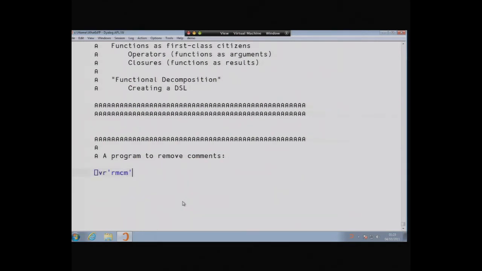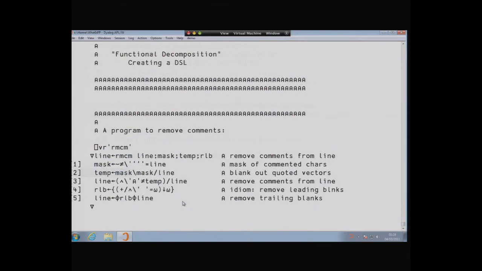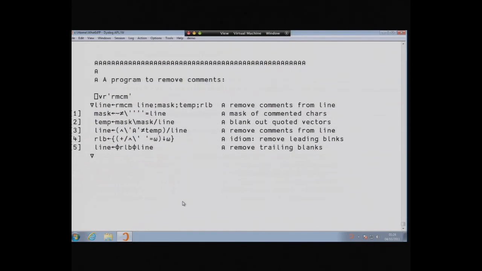So this is a tradfn, and it does two things. It takes a line of APL and removes trailing comments.